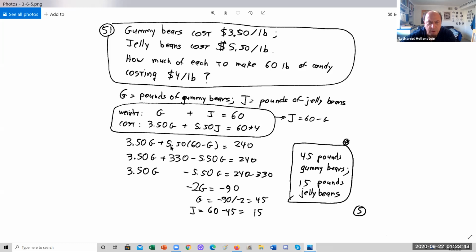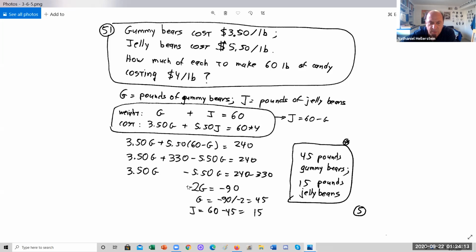To solve it, we distribute the 5.50 over the 60 and the G. So you get 3.50G plus, this times this is 330, this times this is minus 5.50G, equals 240. The next step is to get the constant to the other side. So we subtract 330 from both sides. On the left, we get 3.50G minus 5.50G. On the right, it's 240 minus 330.